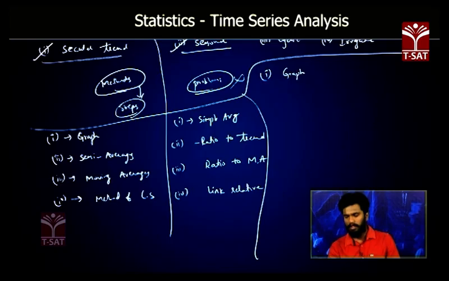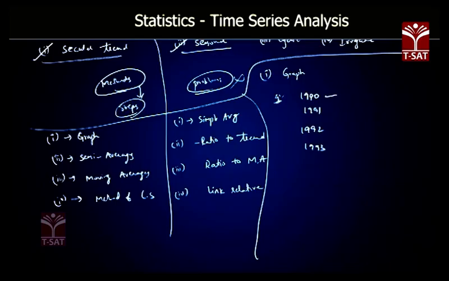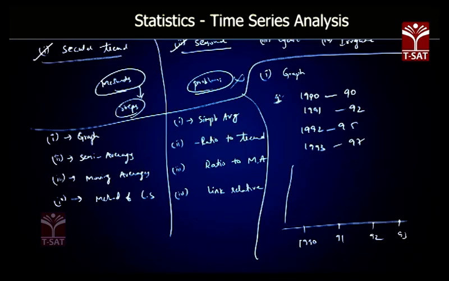Graph. That is a simple graph. Let us take an example. Previously we have considered the years 1990, 1991, 1992 and 1993 and we write the value corresponding to 1990. Let us consider it is 90, 92, 95 and 97. These are the values. Just simply draw the graph, represent the years 1990, 1991, 1992, 1993 and represent your y values on the y axis: 90, 92, 95 and 97. Draw a graph. That is a simple graph for the secular trend.